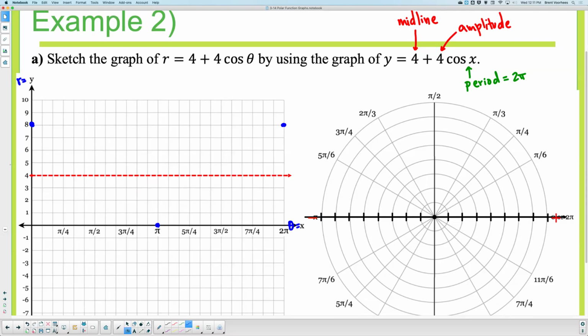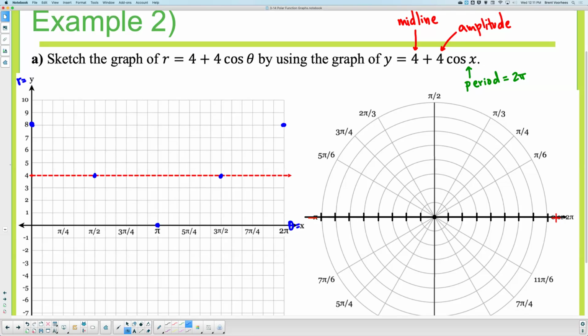Are we good? Now, at the in-between values, that's when you actually hit the midline. So what's in between 0 and pi? Pi over 2. At pi over 2, we're going to have a midline value. And at 3 pi over 2. Now, all we're going to do is those 5 key points. We're going to graph using just those 5 key points.